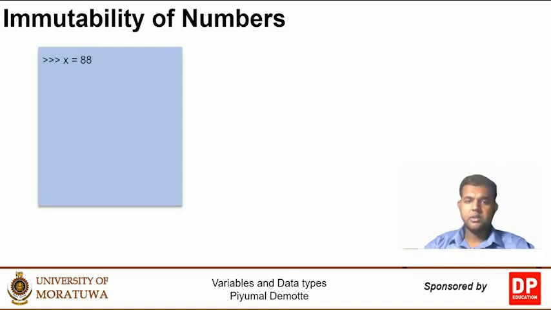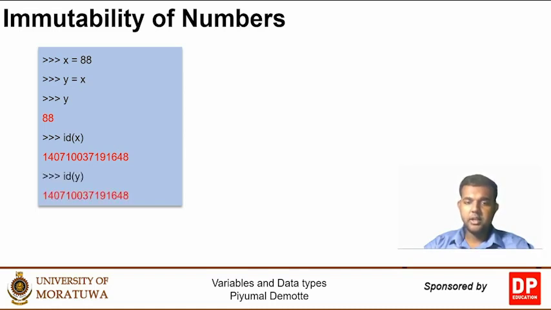Let's try to validate the immutability of numbers. Here, I have written an expression x equals 88. Then another expression y equals x, and it is executed, and the value of y is returned as 88, which is the same as for x. If we check the identity of x with the id function, we get a memory address of 15 digits, and we get the same identity for y, which indicates that x and y both refer to the same object.